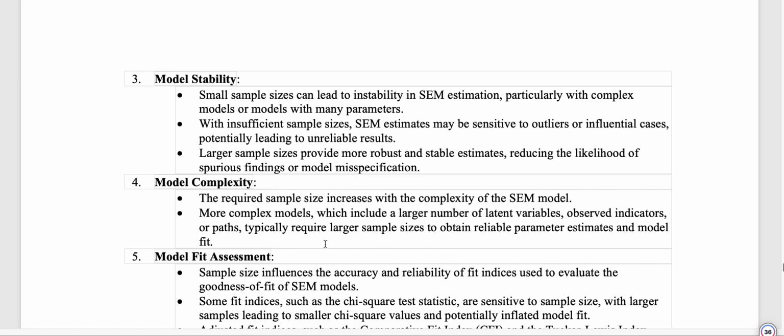With insufficient sample size, structural equation modeling may be sensitive to outliers and influential cases, potentially leading to unreliable results. Larger sample sizes provide more robust and stable estimation, reducing the likelihood of spurious findings or model misspecification. Model complexity: the required sample size increases with the complexity of the structural equation model.